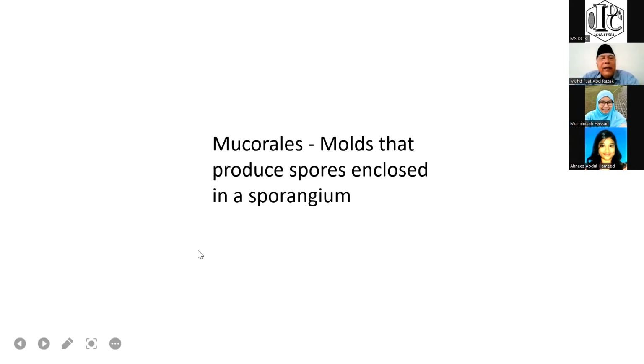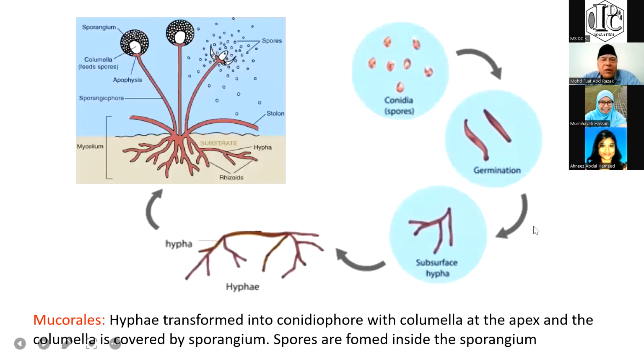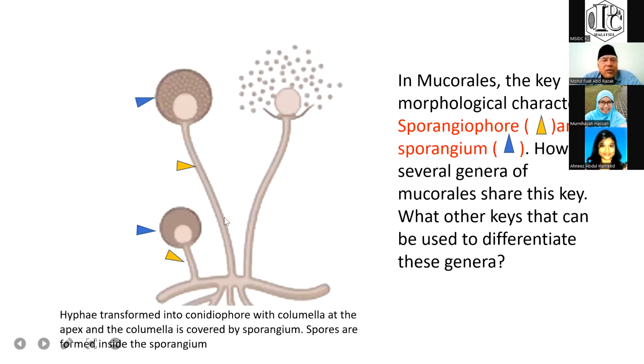Then we move on to another group of molds to study their key morphological characters: molds that produce spores enclosed in a sporangium. The hyphae produce a specialized hypha we call the conidiophore. This conidiophore swells at the tip, and this swollen part is called the columella, which is enclosed in a wall we call a sporangium, and spores are formed inside the sporangium.